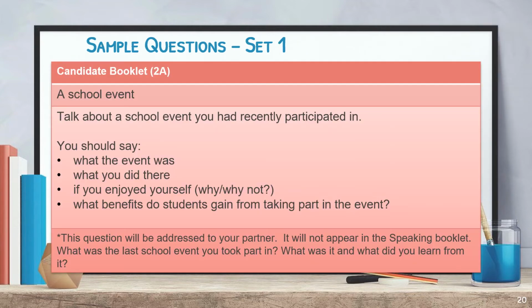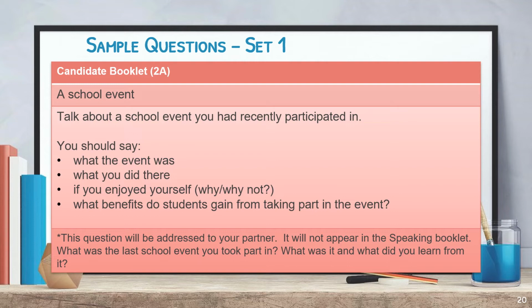These are sample questions. This is set 1. We're talking about a school event. Talk about a school event you had recently participated in. You should say what the event was, what you did there, if you enjoyed yourself, why or why not, and what benefits the students gain from taking part in the event. Remember, these bullets are for your guide. You have to look at them and from there, think about what you're going to say. You'll be given a short period of time to prepare yourself.